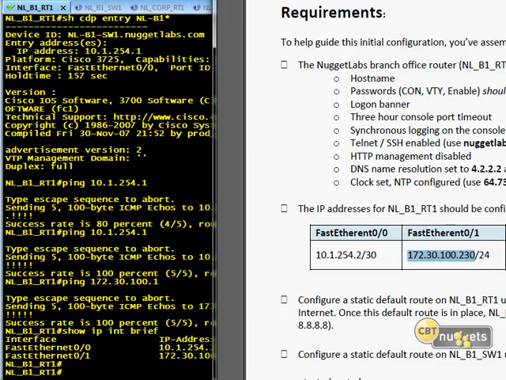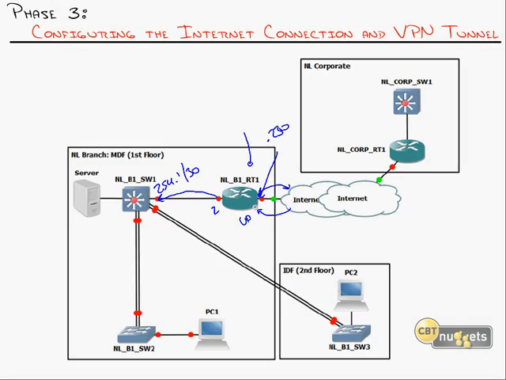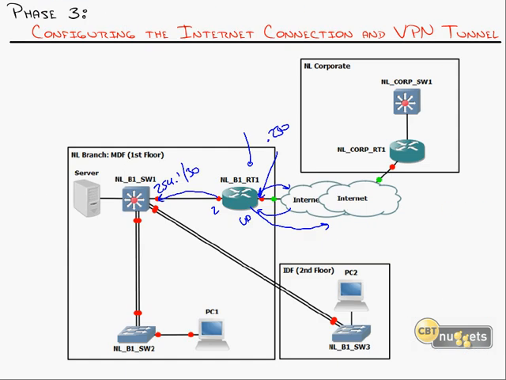Okay, so let's move down. Now I've got the next step in here. Configure a static default route on Nugget Labs B1 RT1 using the IP address of the ISP router, which is this. So it's saying we need to configure a default route out, meaning allowing this guy to reach the internet. Once this default route is in place, RT1 should be able to ping internet addresses, like the DNS server 4.2.2.2 or Google's copy of it, 8.8.8.8, that they have as a DNS server. Just a couple of sample addresses I use all the time when I'm testing corporate environments.